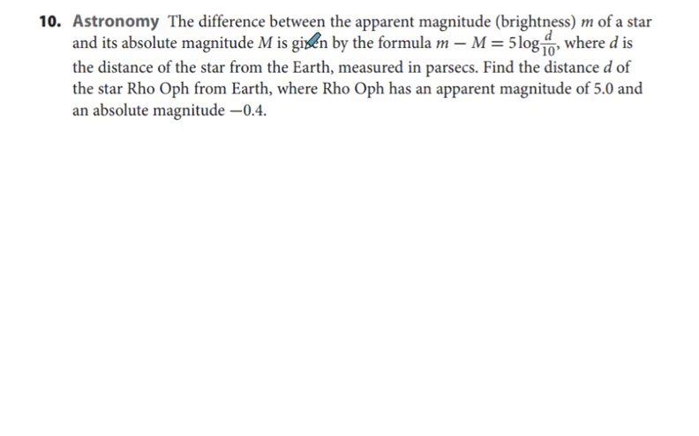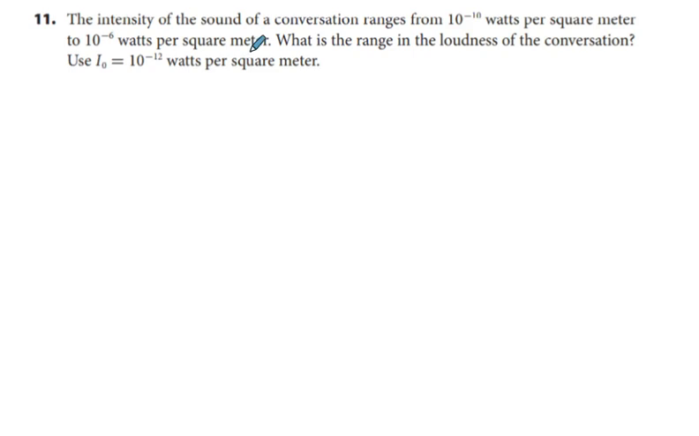Okay. Again, for number 10, we have an astronomy problem where we have variables that we go about solving for. Getting to number 11, the intensity of sound of a conversation ranges from 10 to the negative 10th watts per square meter to 10 to the negative 6th watts per square meter. What is the range in loudness in the conversation? The unit we're looking for here is decibels.